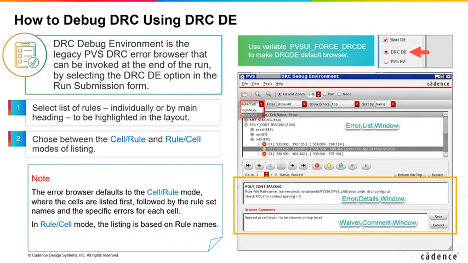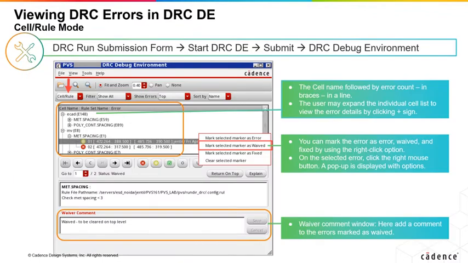Error Details window, as the name indicates, will display the details of the error selected in the error list window. If you have waived errors, the waiver comment will be displayed or can be added into the waiver comment window. The rule/cell browser lists rules and cells with non-empty results. Use this browser to select rule or cell of interest to debug DRC results. Browser is tree-based and contains multiple columns for statistics. It also supports different modes to customize view of results.